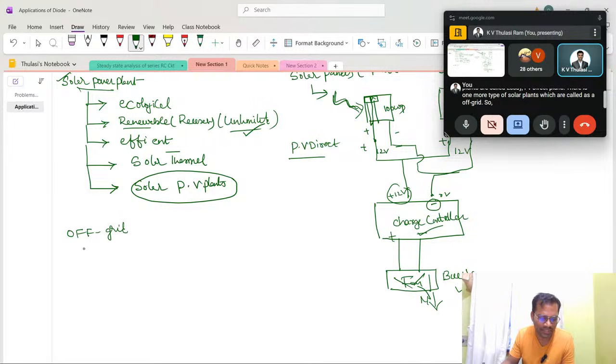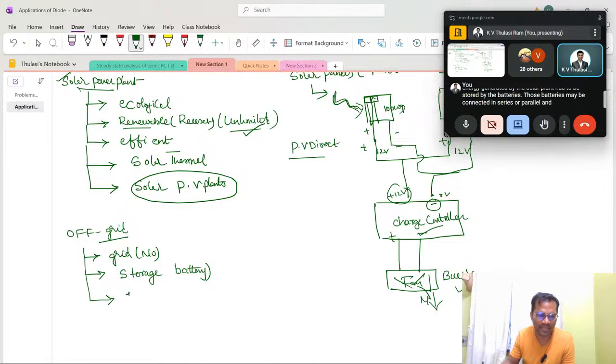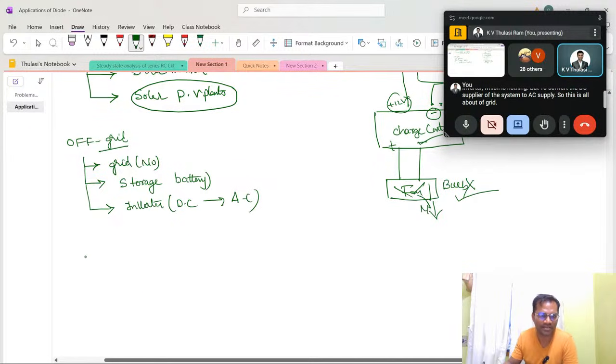The meaning itself says that these plants are not connected to the grid, so there is no grid. Where you are not having a grid, the extra energy generated by the solar plant has to be stored in batteries. Those batteries may be connected in series or parallel, and we will require an inverter, which converts the DC supply of the system to AC supply. So this is all about the off-grid system.